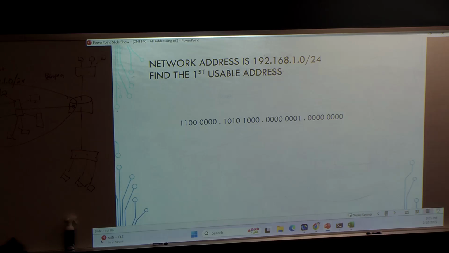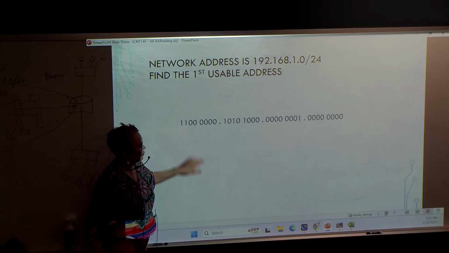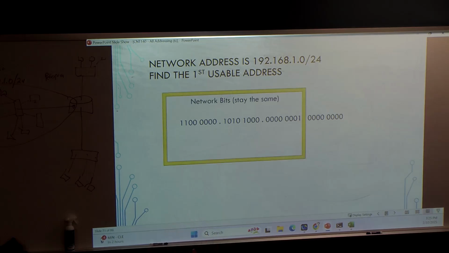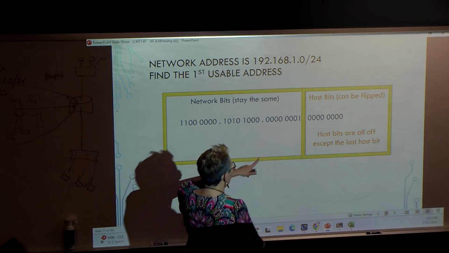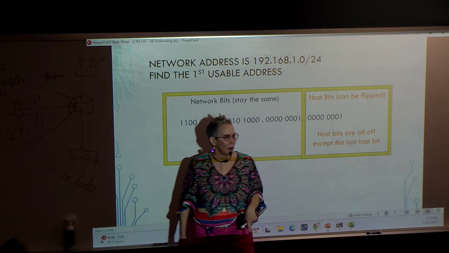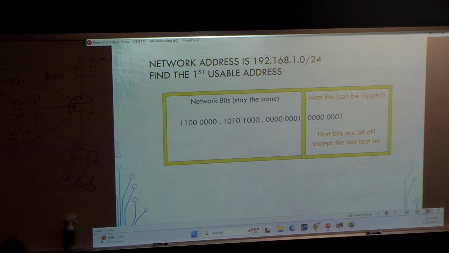So we're going to take the network address. Here's our network address. And what was the definition of the first usable address with the host bits? Right. All the host bits are off except the last one. So that's what we're going to do with this next piece. The network bits stay the same, but the host bits, we leave them all off except the last one.